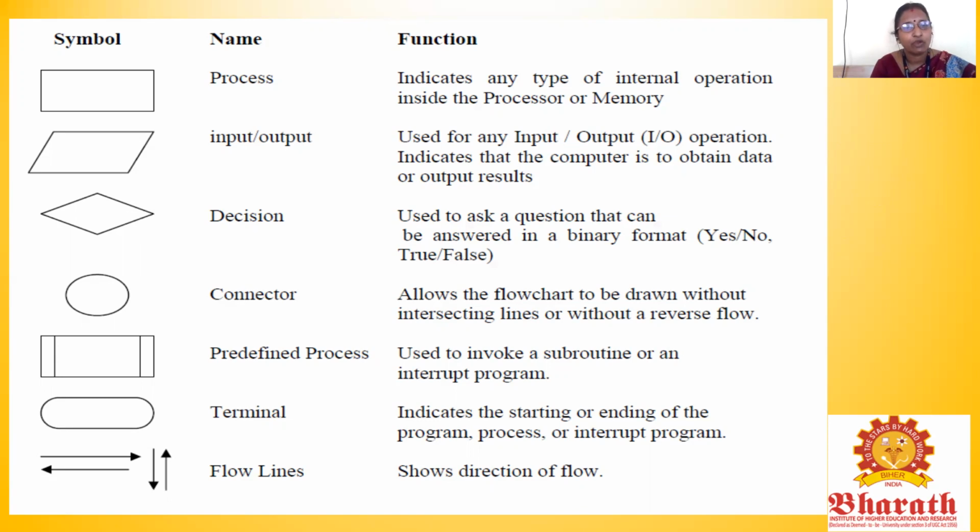The next one is a predefined process, which is used to invoke a subroutine or to interrupt the program. So in order to show a function or any subroutine or any module, we'll be using this symbol. It's a horizontal rectangular symbol with a vertical bar on both sides, and the name of the symbol is predefined process. The last one is the terminal symbol.